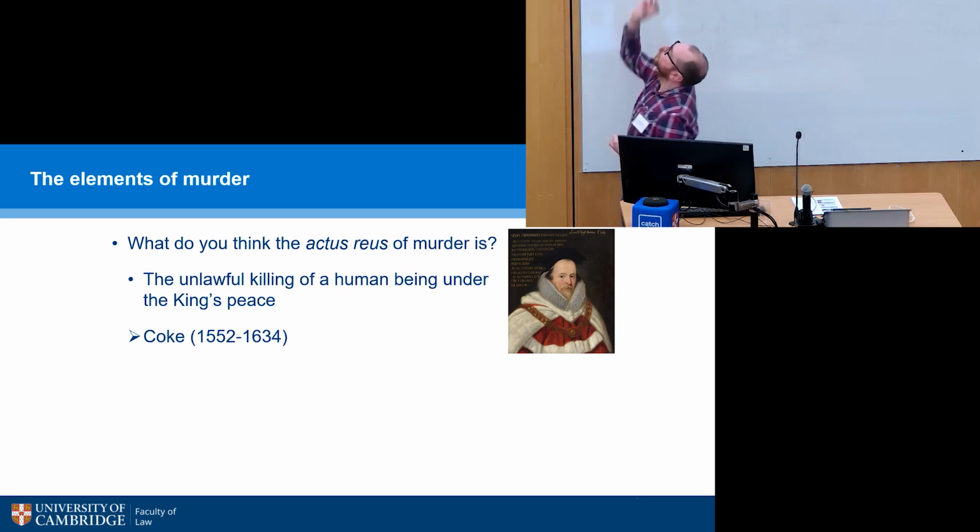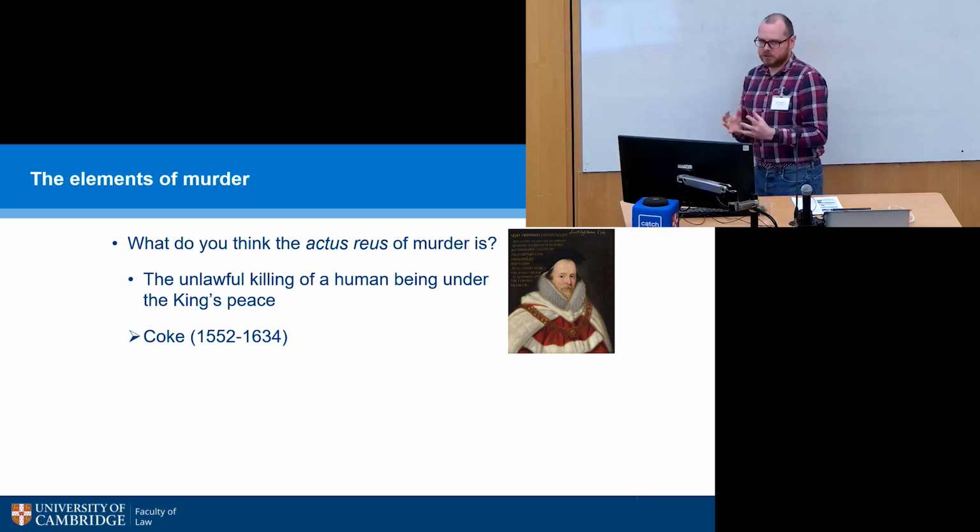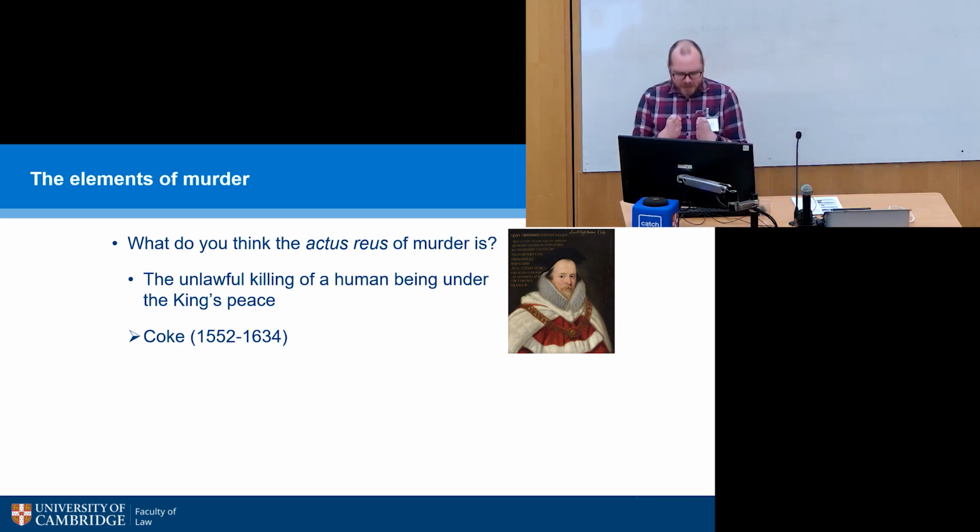He's something that's called an institutional writer. And so he still has authority, even though he was writing centuries ago. So that's where we get the actus reus, the unlawful killing of a human being under the king's peace.